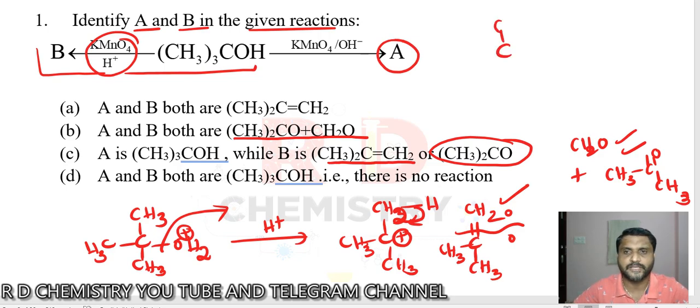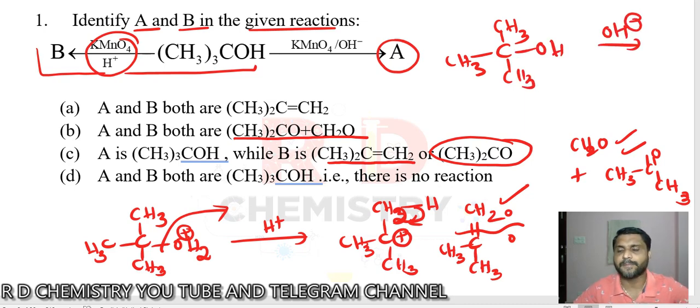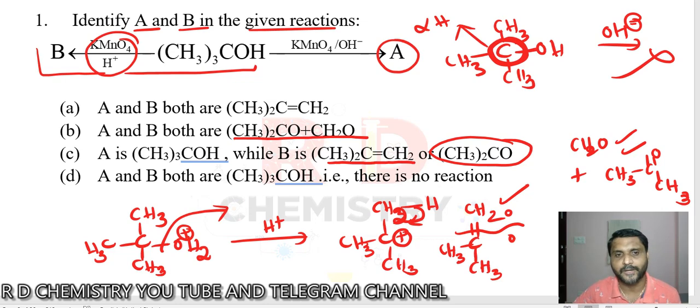Here we have got CH3 thrice, correct? CH3, then OH. Now there is a basic medium. Whenever there is a basic medium, it will look for the acidic hydrogen, the alpha hydrogen. There must be alpha hydrogen on this carbon atom which is attached to OH. Alpha hydrogen is not there, therefore there is no oxidation, there is no reaction. So the compound remains as such. The answer should be option number C. Clear?